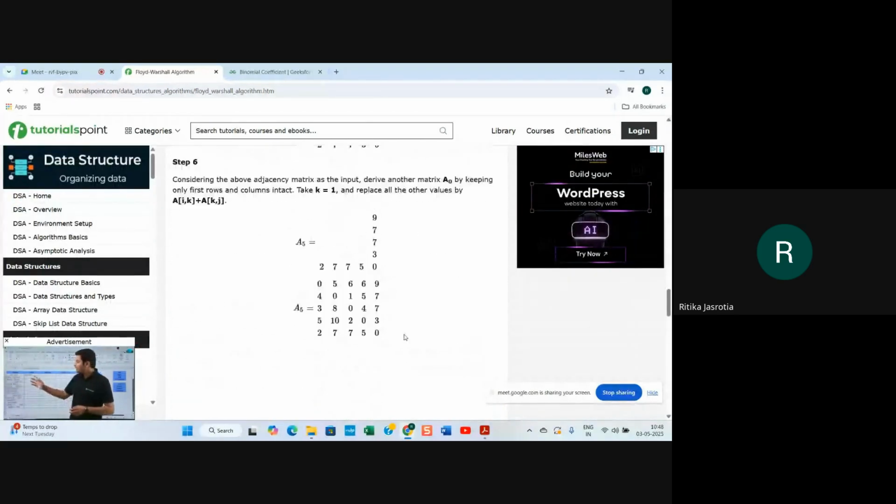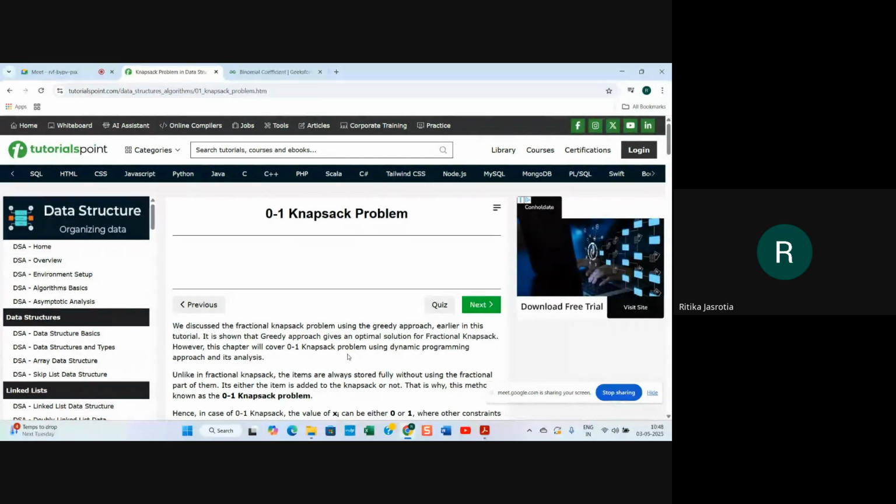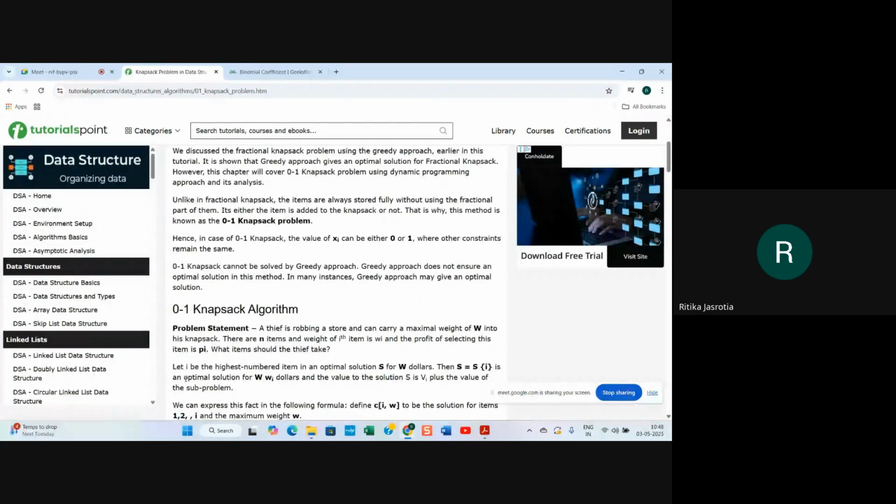Right? Then there is another algorithm, which is the 0-1 knapsack problem. We had discussed fractional knapsack in the greedy algorithm. This is 0-1 knapsack. It is shown that the greedy approach gives an optimal solution for fractional knapsack. However, this chapter will cover the 0-1 knapsack problem using the dynamic approach and its analysis. Unlike in fractional knapsack, the items are always stored fully without using the fractional part of them. It's either the item is added to the knapsack or not. That is why this method is known as the 0-1 knapsack problem.